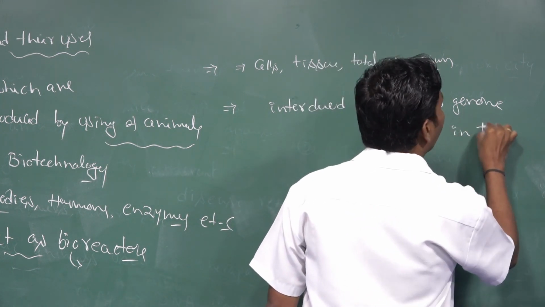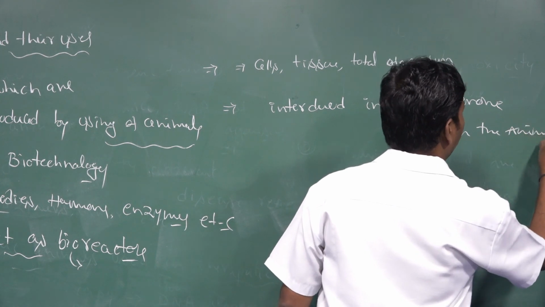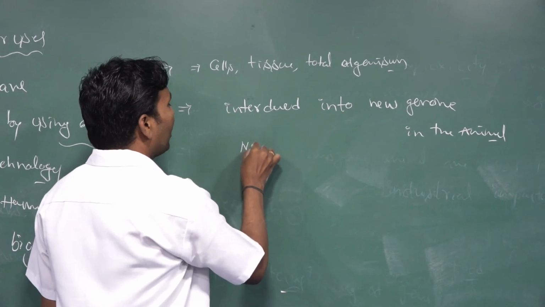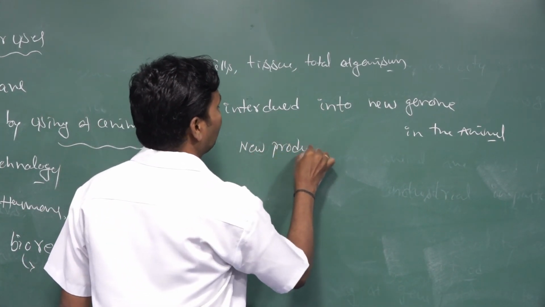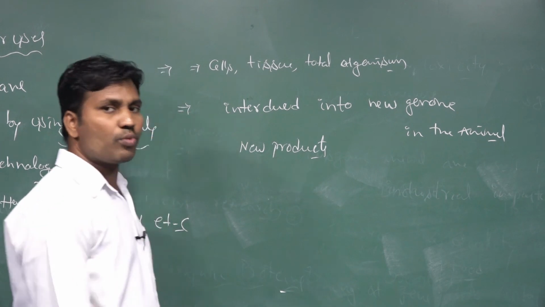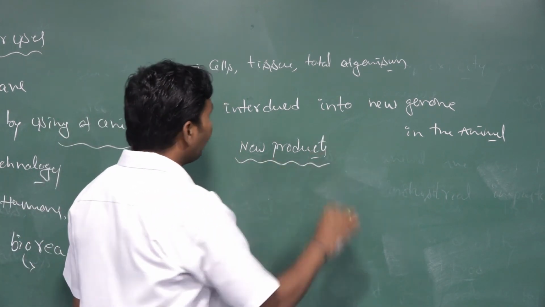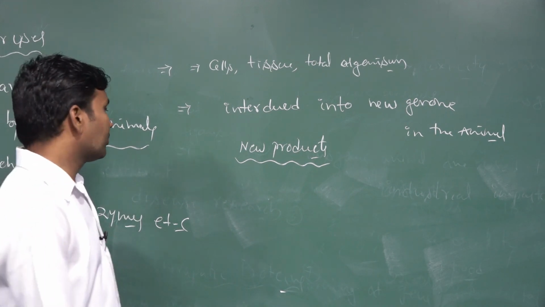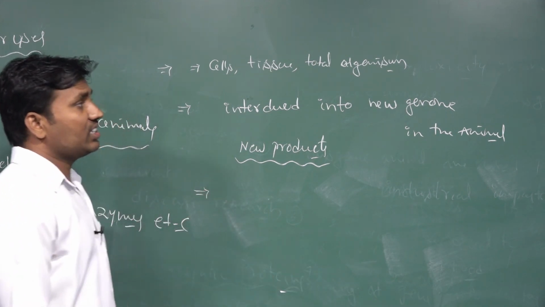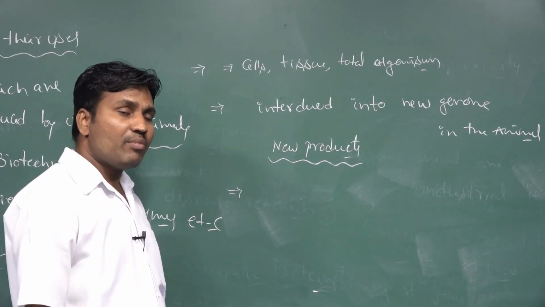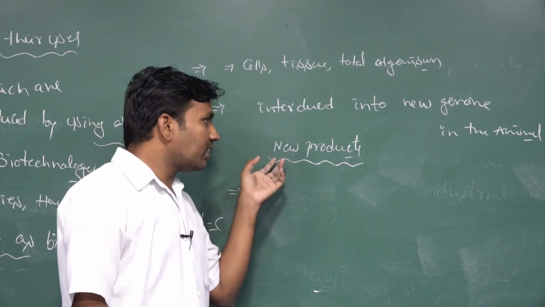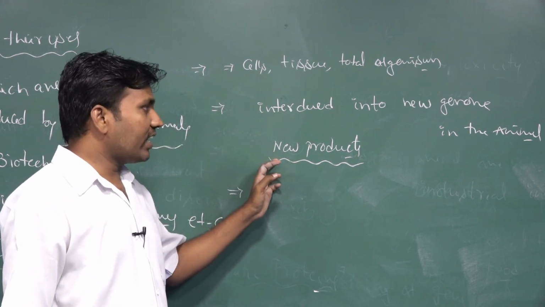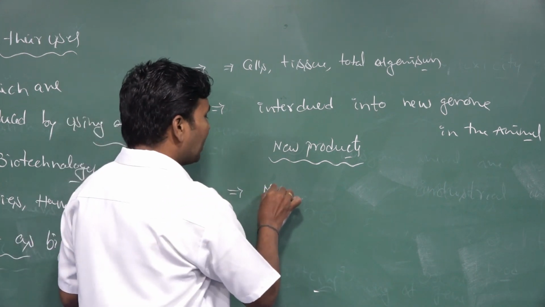So in the animal, this genome is going to express and produce new products. This is the process we are conducting for biological product formation. We already discussed transgenic animals. What occurs in transgenic animals is nothing but biological production only. For example, we are taking monoclonal antibodies.